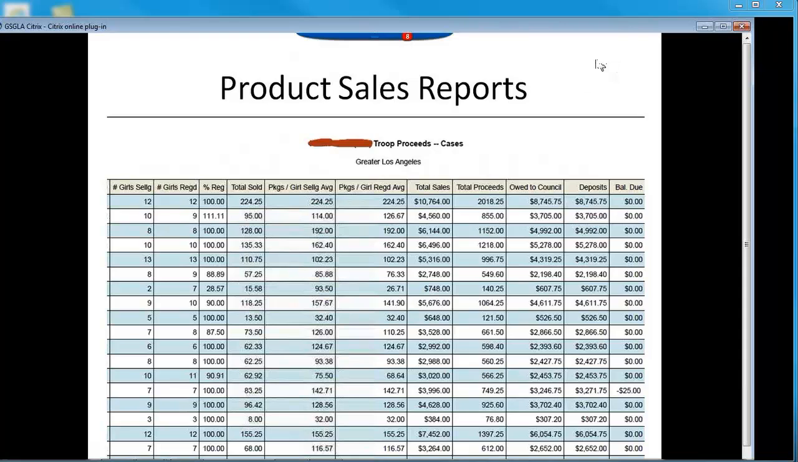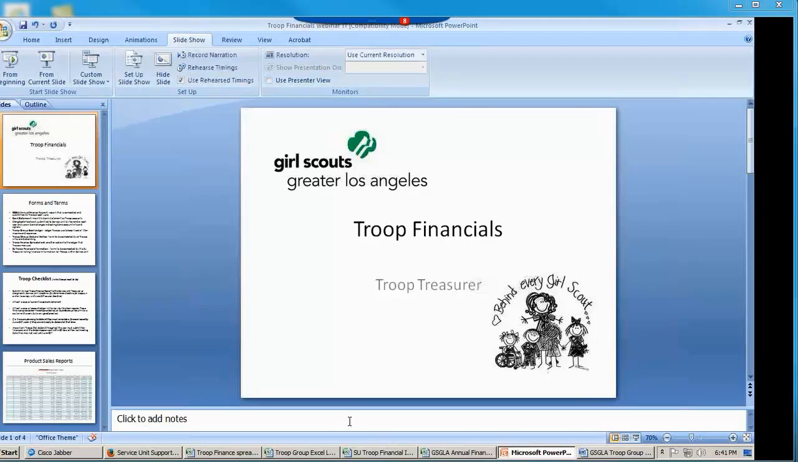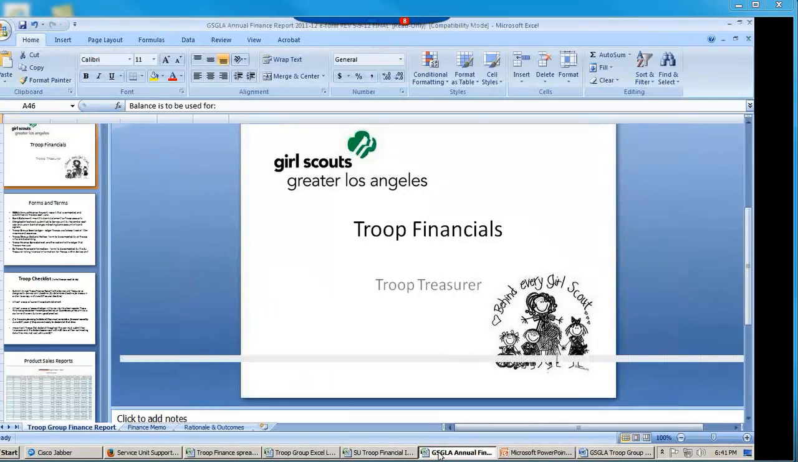And that's something that you should know. Your product salesperson should be giving you what their proceeds should have been. They're going to give you a troop report. But your actual dollar amount that's going in that annual report is going to be the actual amount of deposits that you've made minus the council debit, and that should come up with at least the same or a similar proceed.